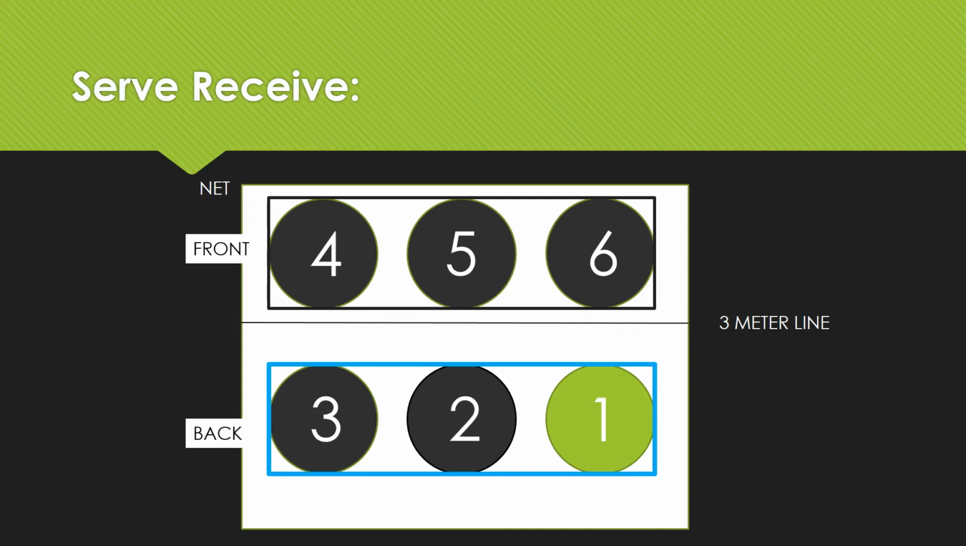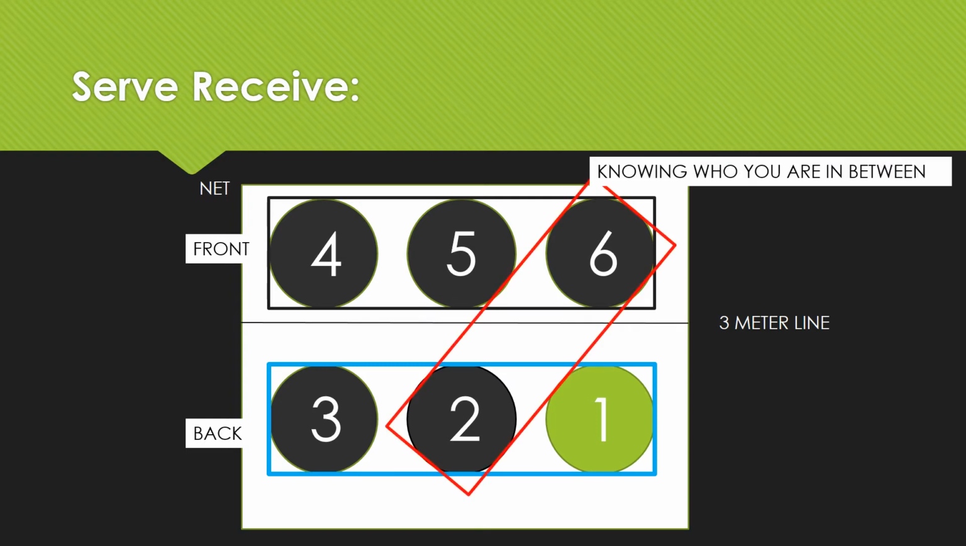In addition to knowing if you're a front or back row player for your position, you need to also know who you're in between. This helps because knowing the person to the left and the right of you will help you in knowing who you are allowed to pass or not.